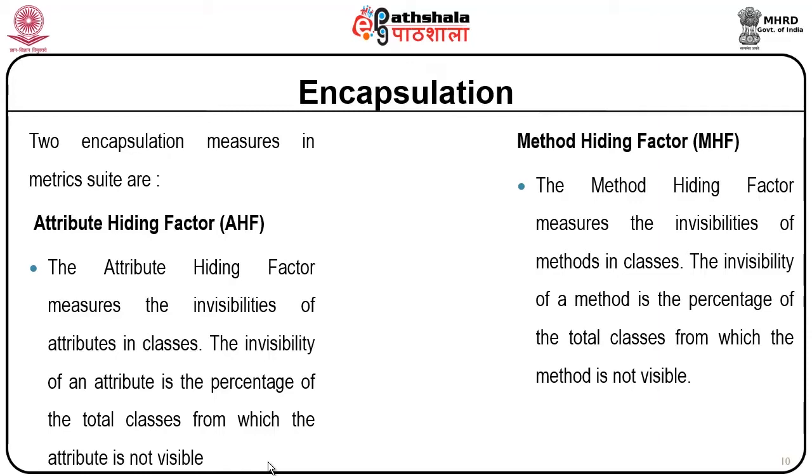First, let us discuss attribute hiding factor. The attribute hiding factor measures the invisibility of attributes in classes. The invisibility of an attribute is the percentage of the total classes from which the attribute is not visible. Method hiding factor. The method hiding factor measures the invisibility of methods in classes. The invisibility of a method is the percentage of the total classes from which the method is not visible.